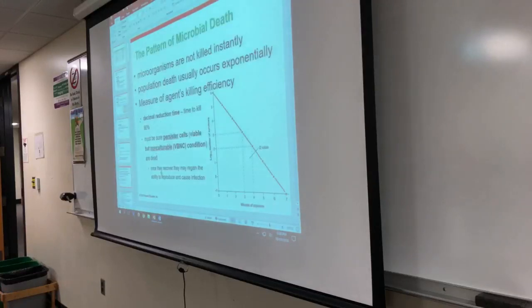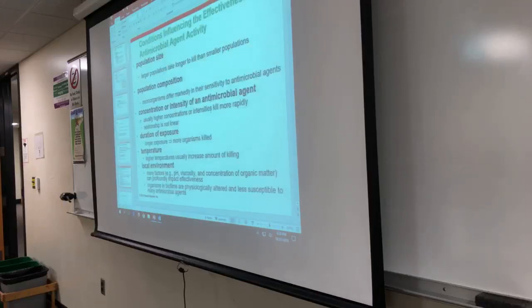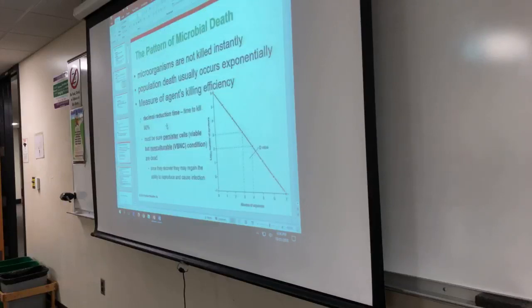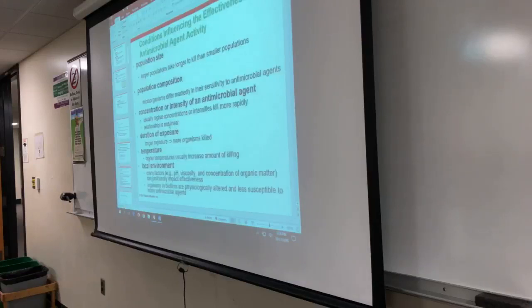Do you remember decimal reduction time? That means the time it takes to kill 90% of these creatures. Different disinfectants are going to have different decimal reduction times depending on these things: population size, population composition, concentration of the agent, duration of exposure, temperature, and local environment. These types of things can affect how potent the agent is. So we should at least be aware of them.